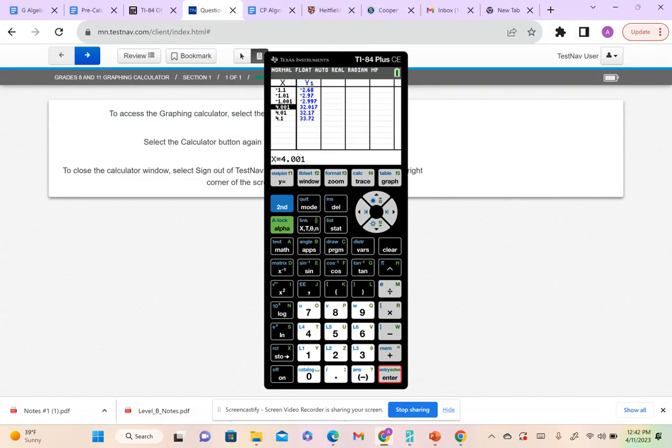Okay, so there's that. Now you need a little bit bigger. Negative 0.999, negative 0.99, negative 0.9.